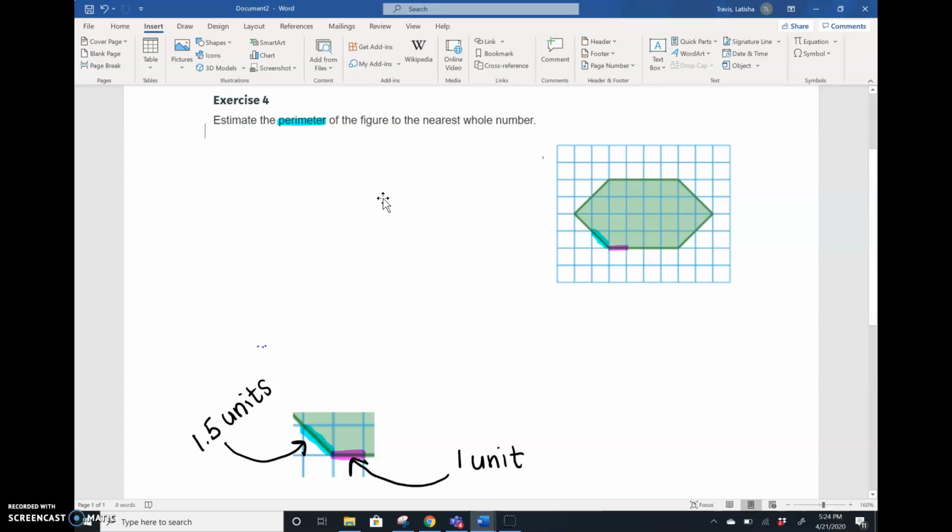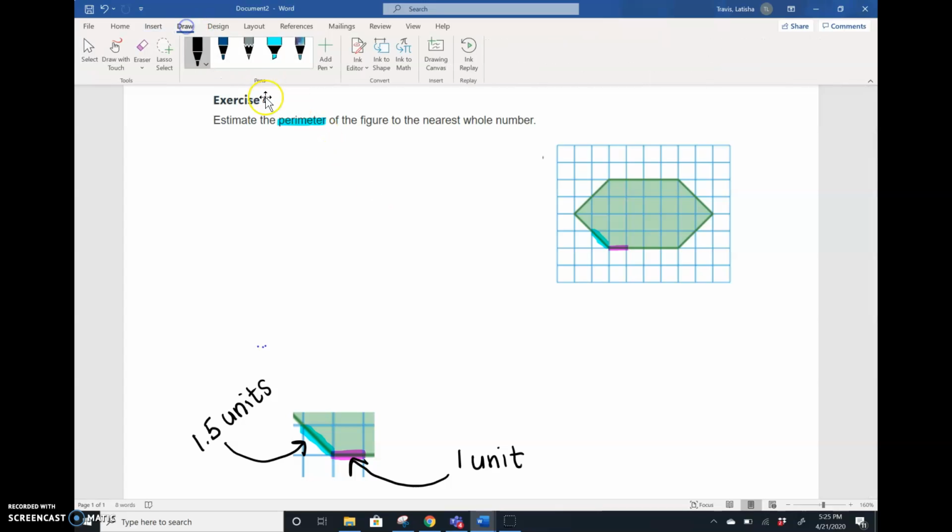All right, so now we need to use that information to find the perimeter of this figure here. So let's go ahead and get started. What I like to do is count each square length, the ones that run on the lines of the grid, and then I'll turn around and count the number of diagonals that I have.